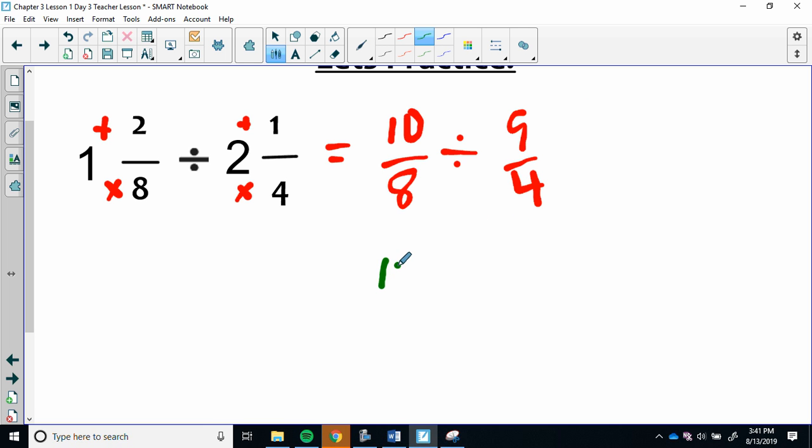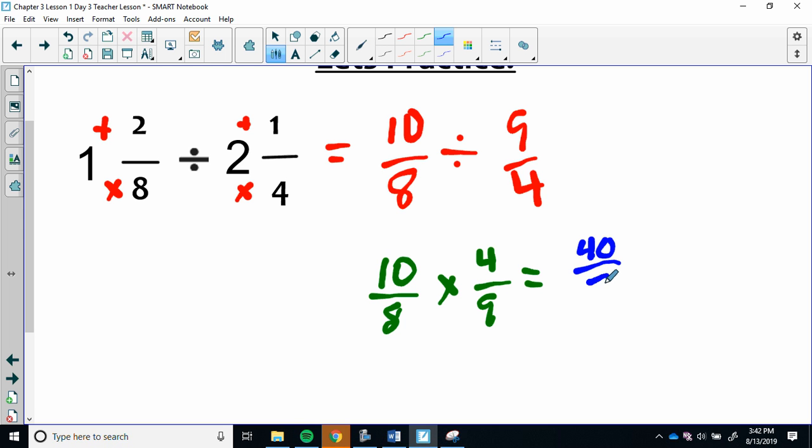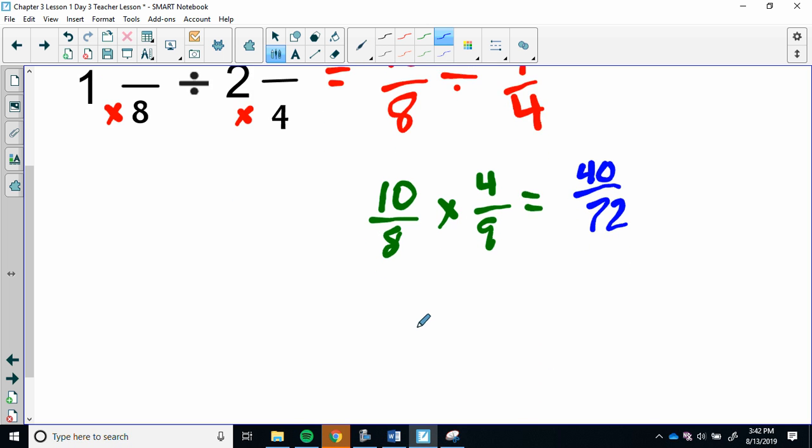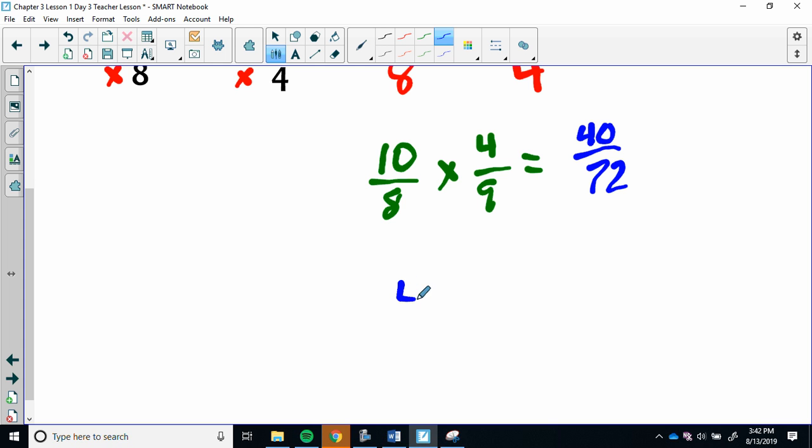So 10 over 8. Change it to a multiplication problem. Now let's flip 4 over 9. We can multiply the top numbers. 10 times 4 is 40. 8 times 9 is 72. So one thing we got going for us is the top number is smaller than the bottom number, so it's not improper. But we do have to see if it can be reduced.